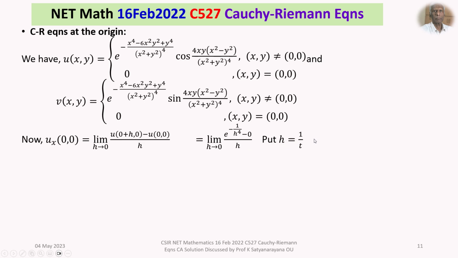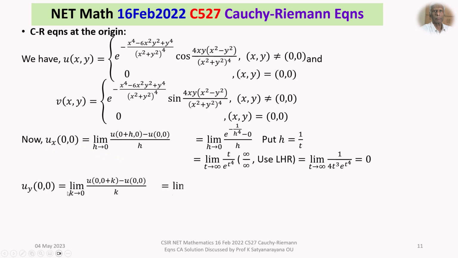Now put h is equal to 1 by t. Then h is sitting in the denominator, so you will get t by e power t to the power of 4 as t tends to infinity. And it will take infinity by infinity form, which is an indeterminate form. Use L'Hopital's rule, differentiate the numerator, that is 1, differentiate the denominator, that is e to the power of t power 4 with respect to t, which is 4t cube. So limit t tends to infinity 1 by 4t cube into e to the power of t to the power of 4, and that will be 0. So ux at 0, 0 is 0.